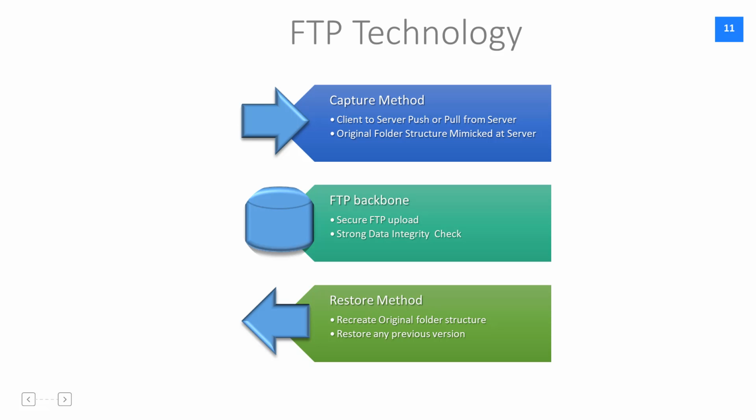At the same time, LogiLab allows you to maintain your original instrument folder structure, which is being mimicked at the server. As I was telling earlier, FTP is the backbone, where a secure FTP is used for storing all your data, and your data integrity is protected since it is a secure FTP server. Data can be restored at any point in time and can be recreated similar to your original folder structure. The restoration can be done for any previous version of data stored inside the server.